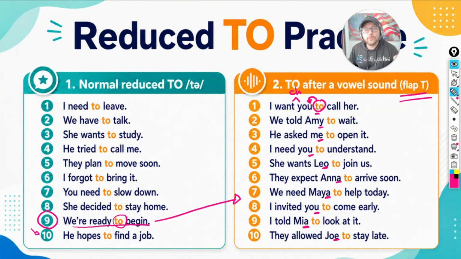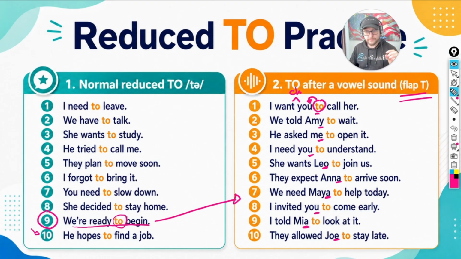Number 2, we told Amy to visit. Sorry. We told Amy to wait, not visit. I'm reading something else. We told Amy to wait. Number 3, he asked me to open it. Number 4, I need you to understand. Number 5, she wants Leo to join us.